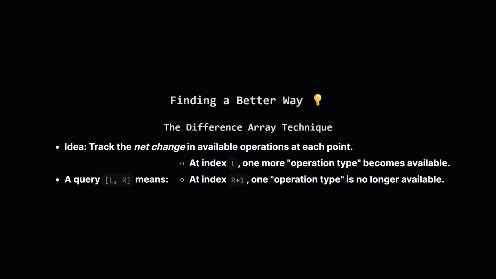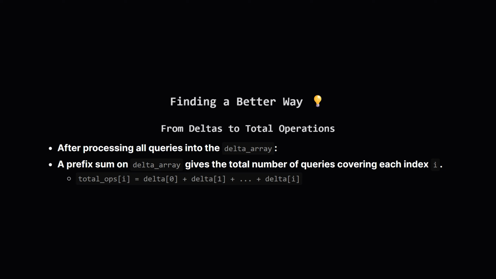There's a neat trick called the difference array technique. Imagine we have a helper list. Let's call it the delta array. When a query comes in, say it covers from l to r, for left and right boundaries, it means that starting at index l, there's one more way we can perform a decrement. And, just after index r, that particular way of decrementing is no longer active. So we can mark these changes. Add 1 at index l in our delta array, and subtract 1 at index r plus 1. Once we've done this for all the queries, our delta array holds all these start and end markers.